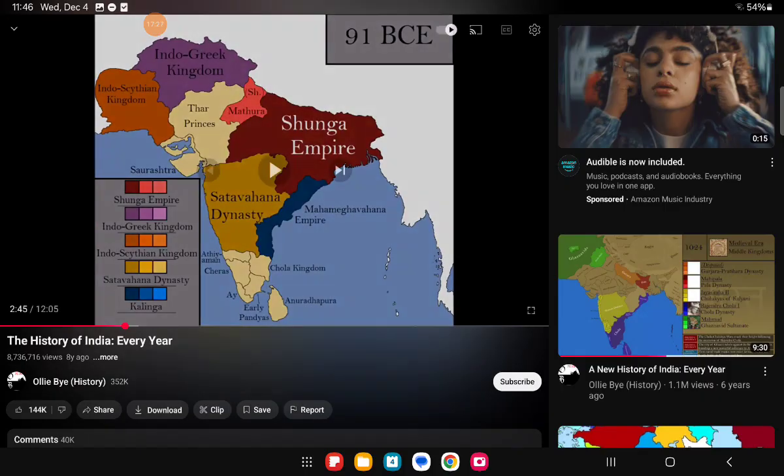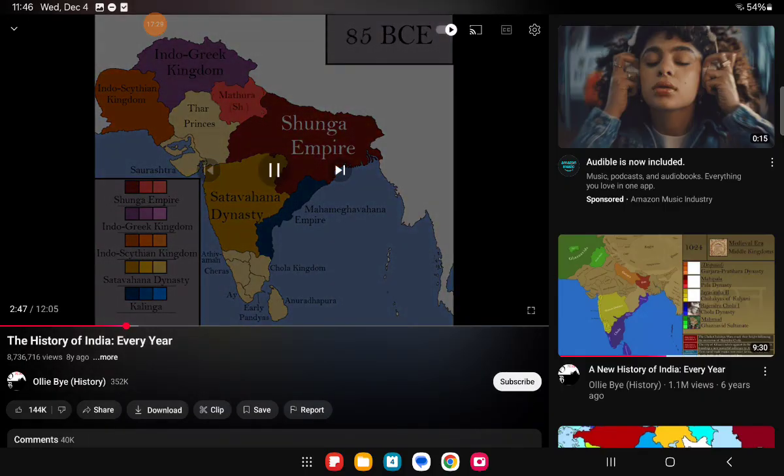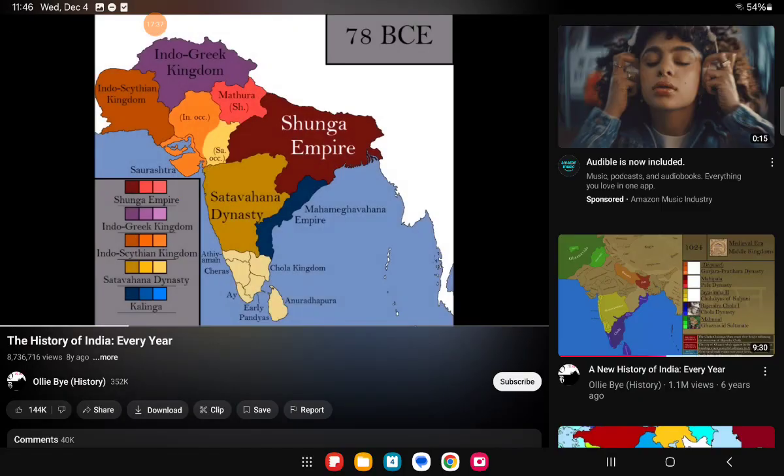And Shungas occupy Mathura. Now they've fully occupied Mathura, and the Tar princes are being divided between the Indo-Scythians and the Satavahanas. Maybe Vahana means something in the Indian languages. I'll look that up.